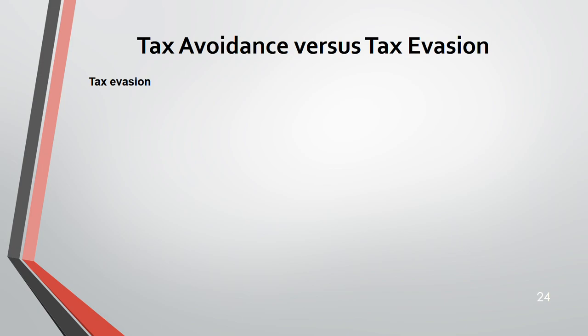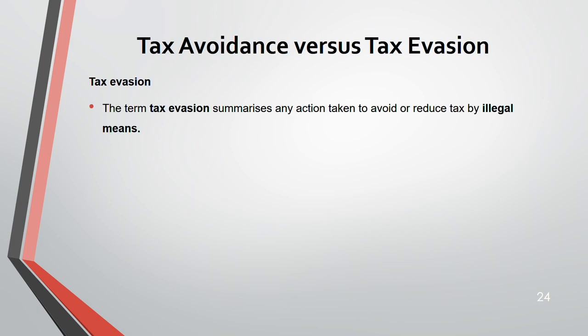Now coming to tax avoidance and tax evasion. What is it? You have to know this word, because one is legal, the other one is illegal. Tax evasion is illegal. That means you are taking actions to avoid or reduce tax, but through illegal means. This is the meaning of tax evasion. Tax avoidance, on the other hand, is you are doing the same thing, but through legal means.